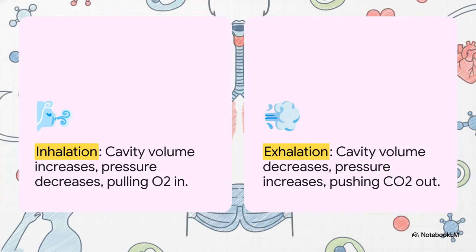The entire mechanism boils down to just one word: pressure. When you inhale, your diaphragm pulls down and your intercostal muscles expand your ribs. This makes your chest cavity bigger. Now, simple physics. When volume goes up, pressure goes down. This creates a vacuum that powerfully sucks oxygen-rich air right into your lungs. Exhalation? Just the exact reverse. The cavity shrinks, pressure spikes, and carbon dioxide is forcefully squeezed right out of your body.